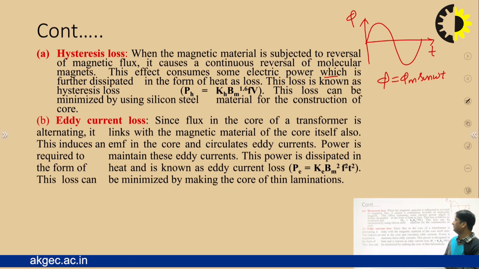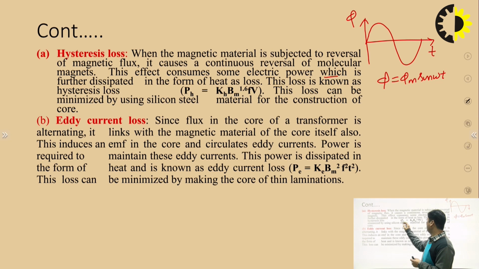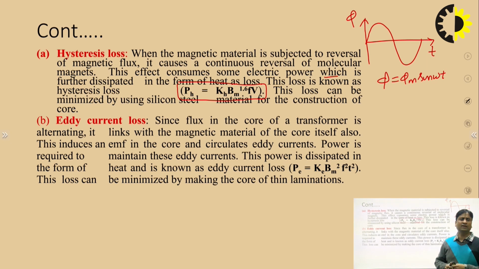The formula for the hysteresis losses is PH equals KH into Bm to the power 1.6 into F into V, where KH is the constant of proportionality, Bm is the maximum flux density, F is frequency, and V is the volume of the core. The important part is that this loss can be minimized by using a good quality core material, like silicon steel, for the construction of the transformer.